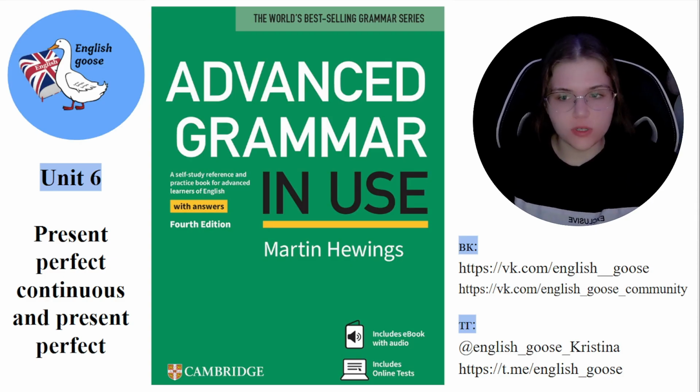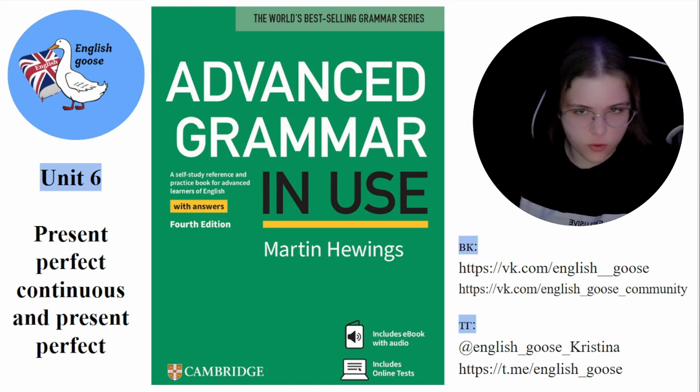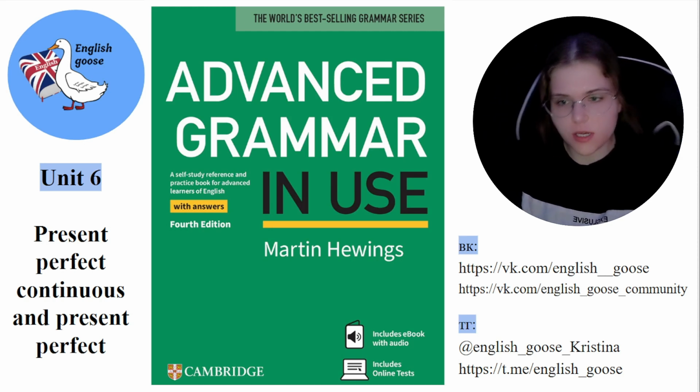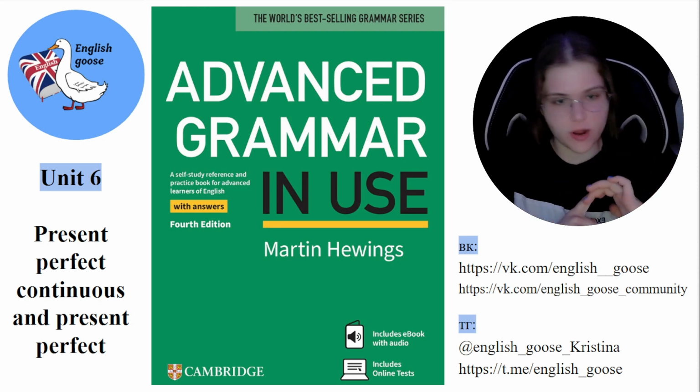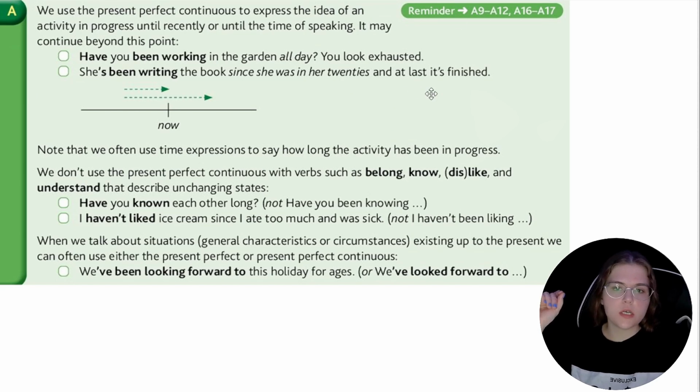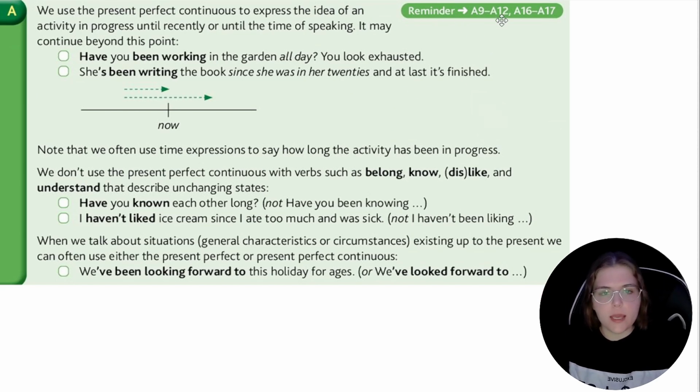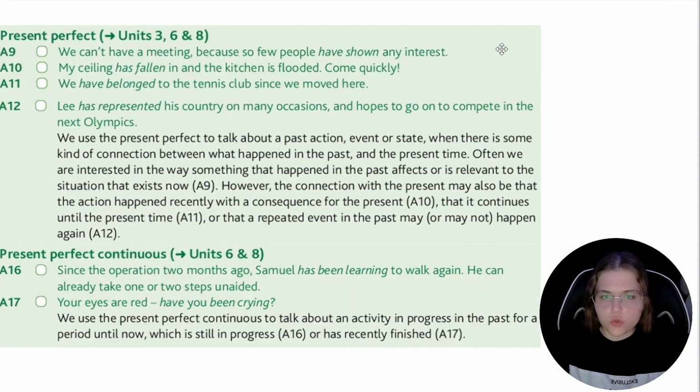In today's lesson we'll discuss the 6th unit of Advanced Grammar in Use, Present Perfect Continuous and Present Perfect. Let's jump right in. To begin with, we'll take a look at the reminder block A9, A12, A16, A17 to make sure that we do remember what exactly Present Perfect and Present Perfect Continuous are.